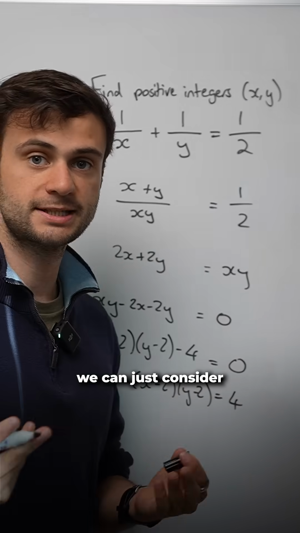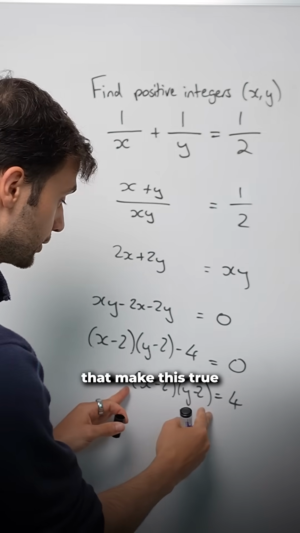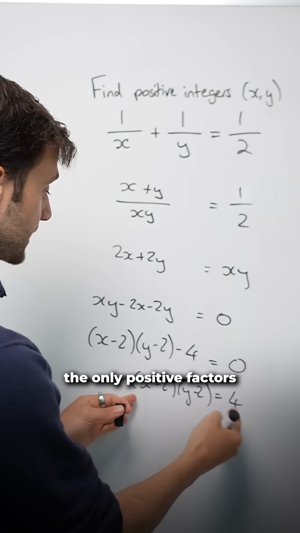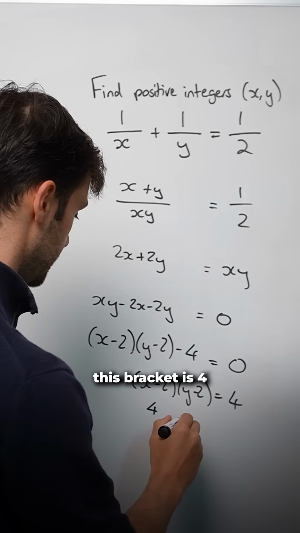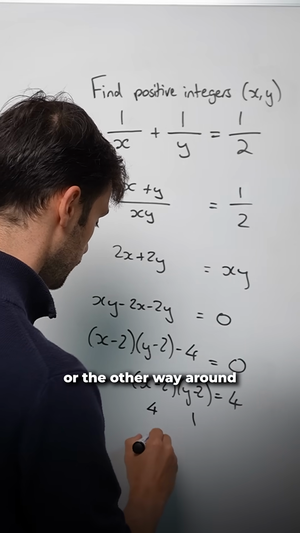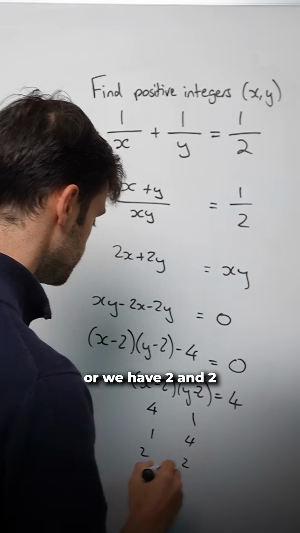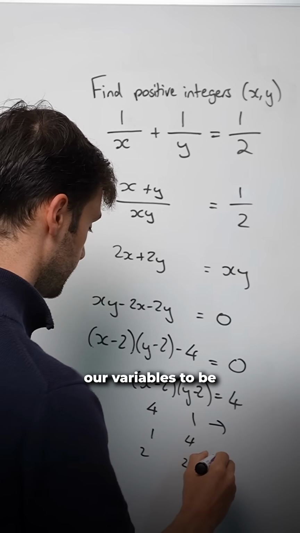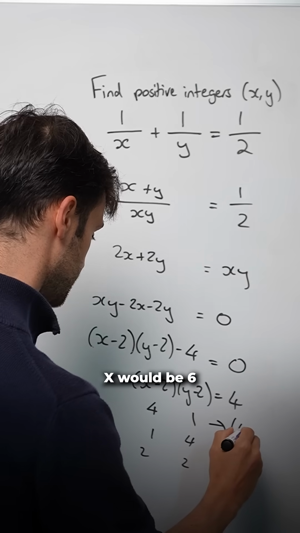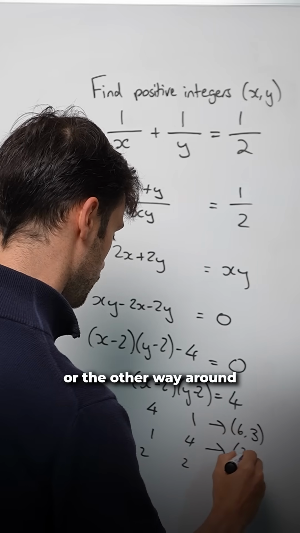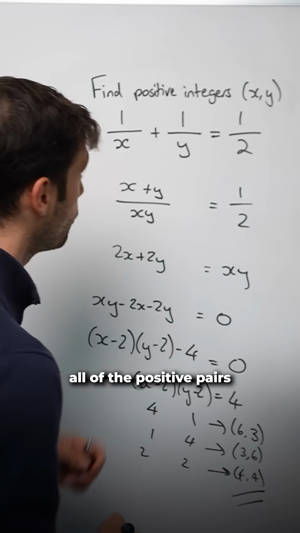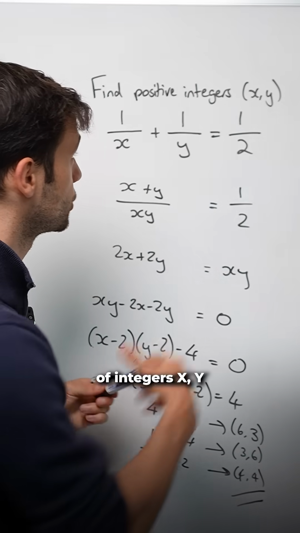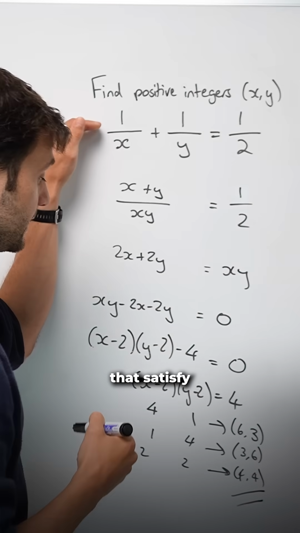And now we can just consider the factor pairs that make this true. Of course, the only positive factors of 4 are 1 and 4 or 2 and 2. So either we have that this bracket is 4 and this is 1, or the other way around, or we have 2 and 2, in which case we would get our variables to be x would be 6 and y would be 3, or the other way around, or we get the variables of 4 and 4. And thus we have found all of the positive pairs of integers x, y that satisfy this equation.